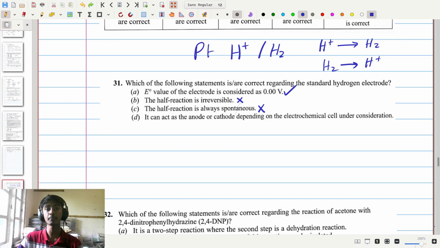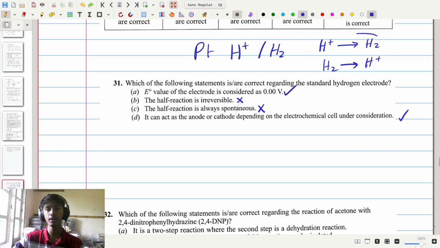Now moving on to statement D, it says it can act as the anode or the cathode depending on the electrochemical cell that is under consideration. Now this statement is correct, as if you consider these two half reactions, when this one is spontaneous, we have H+ turned into H2 gas by absorbing electrons, and when you absorb electrons or gain electrons, it is considered as reduction, and reduction occurs at the cathode.